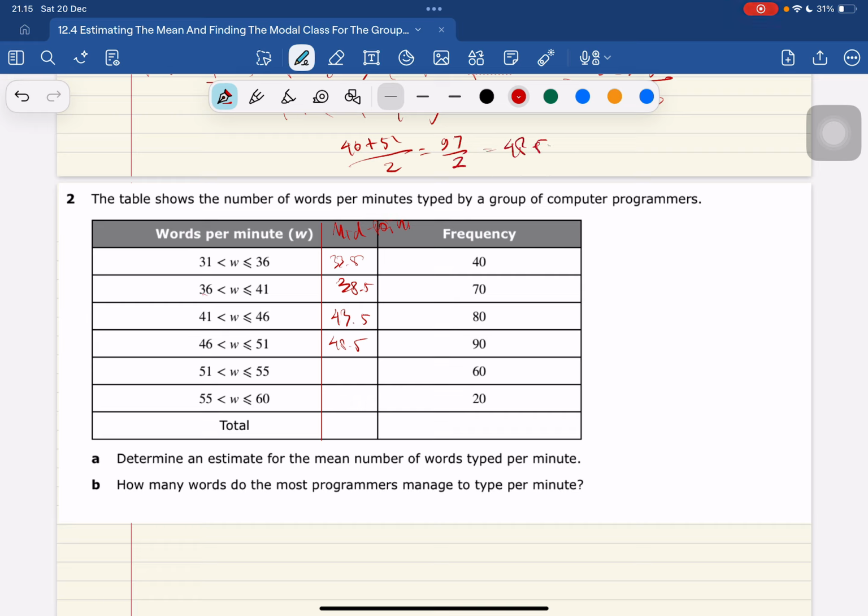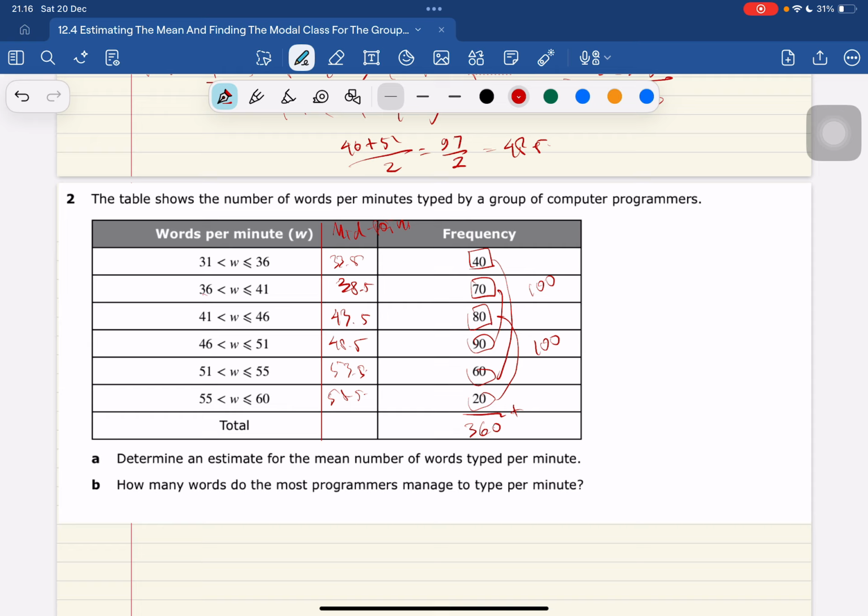Okay, 51 to 55, so this midpoint is 53.5 and the last is 58.5. So here the frequency: 40 plus 70 plus 80, 90. So 20 and 80 is going to be 100. 40 and 60 also 100. Here is going to be 160 plus 200. So this total is 360.